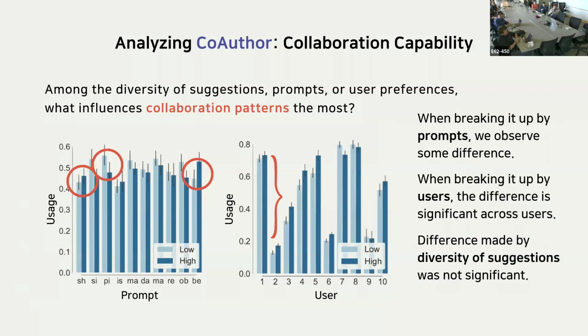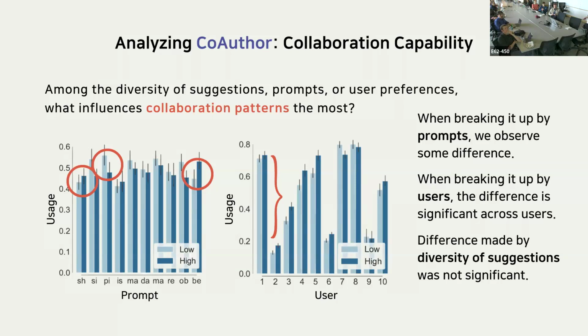Lastly, we looked at some collaboration patterns. You don't have to look at all the text, but we basically looked at how the diversity of suggestions might affect the way people interact with these suggestions, like when the suggestions are more similar to each other versus more diverse. And then we also varied the prompts that people start their stories with. So it can basically represent different topics that the model is generating suggestions for. So prompt is on the x-axis on this plot. And then obviously there were many different users.